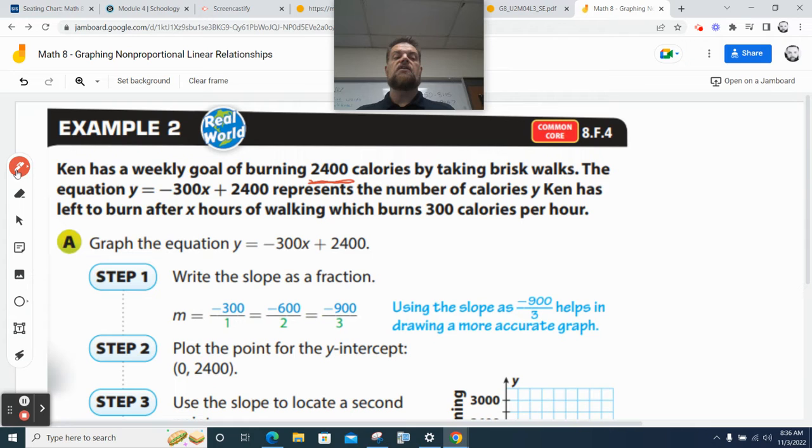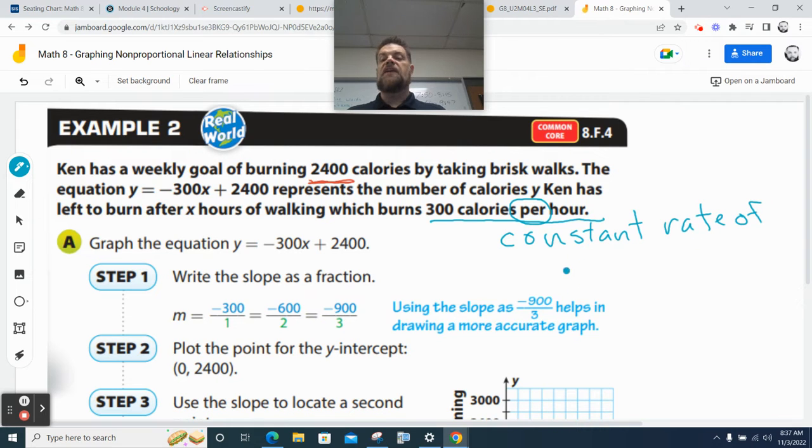The equation is negative 300 times x plus 2400 represents the number of calories Ken has left to burn after x hours of walking. So it looks like he burns, now this is important, it says he burns 300 calories per hour. Whenever you see something per something, isn't that a constant rate of change? Yeah. After so many hours, how many hours?